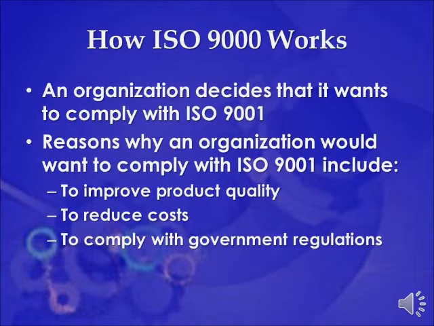How ISO 9000 works. First, an organization needs to decide that it wants to comply with ISO 9001. The reasons why an organization would want to comply with ISO 9001 vary. An organization may want to improve product quality, reduce costs, or simply comply with government regulations.